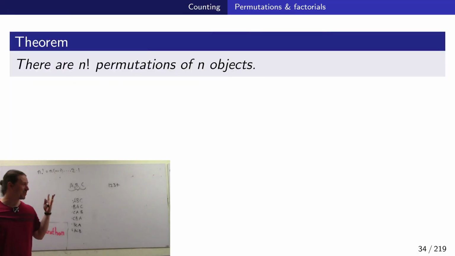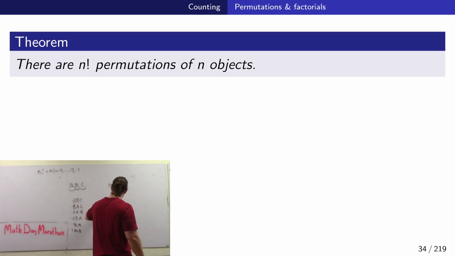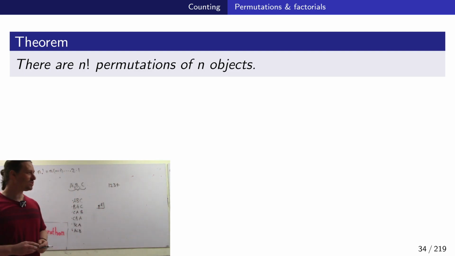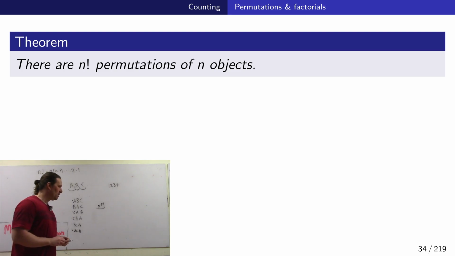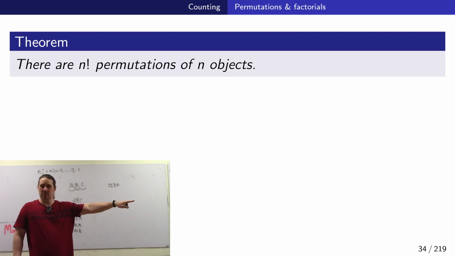There are n factorial ways to permute n objects, okay? Right? And I'll write a proof of this. This is our first proof format here, okay? So how many ways can I make a permutation of n objects? Well, what is a permutation? It's a string of length equal to the number of things we have in our alphabet, right?